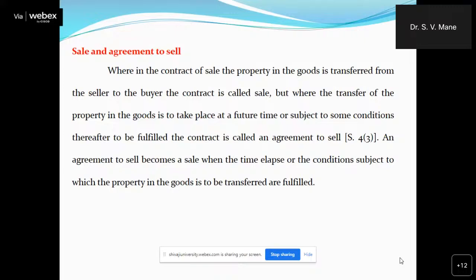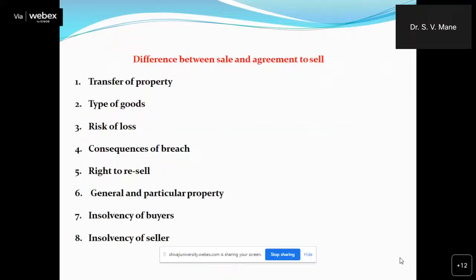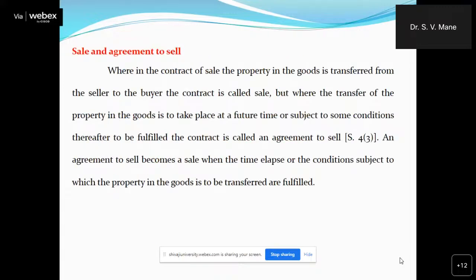So an agreement to sell becomes a sale when the time has elapsed or the conditions subject to which the property in the goods is to be transferred are fulfilled. In the case of sale, the actual goods are transferred from the seller to the buyer, and in the case of agreement to sell, the goods are transferred in the future. So this is the simple difference between sale and agreement to sell.